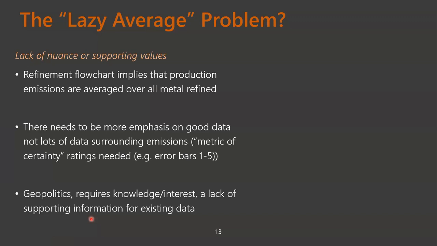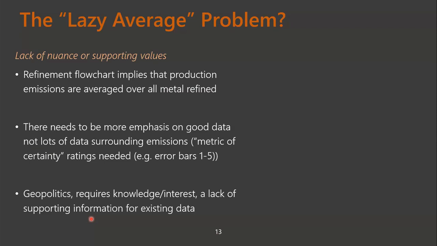So to talk a little bit about the lazy average problem, the issue I have currently is that there's a lack of nuance or supporting values a lot of the time. So you have to basically find primary sources, and there aren't usually very good primary sources unless you can find, like I was alluding to earlier, the EY audit, where a company has gone in and validated findings, usually for legal reasons.